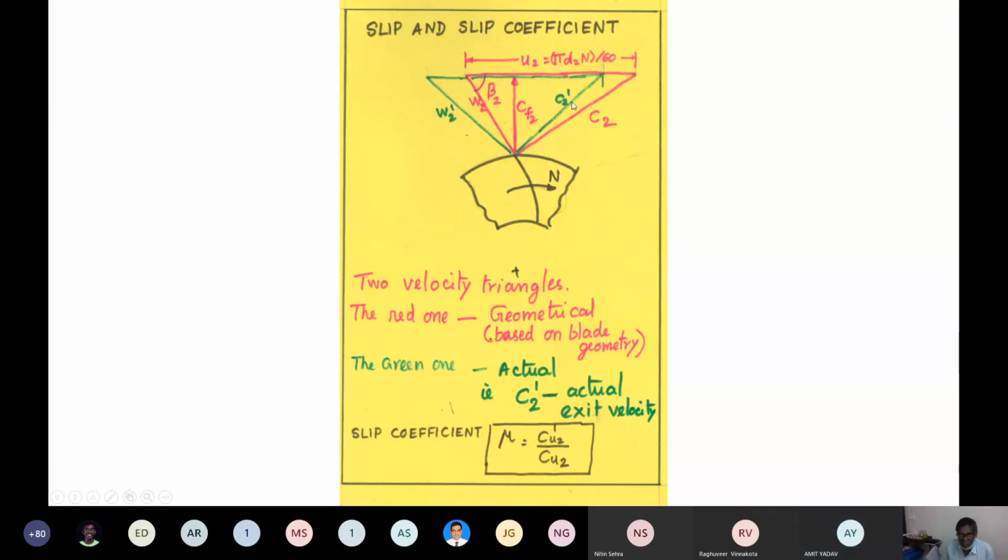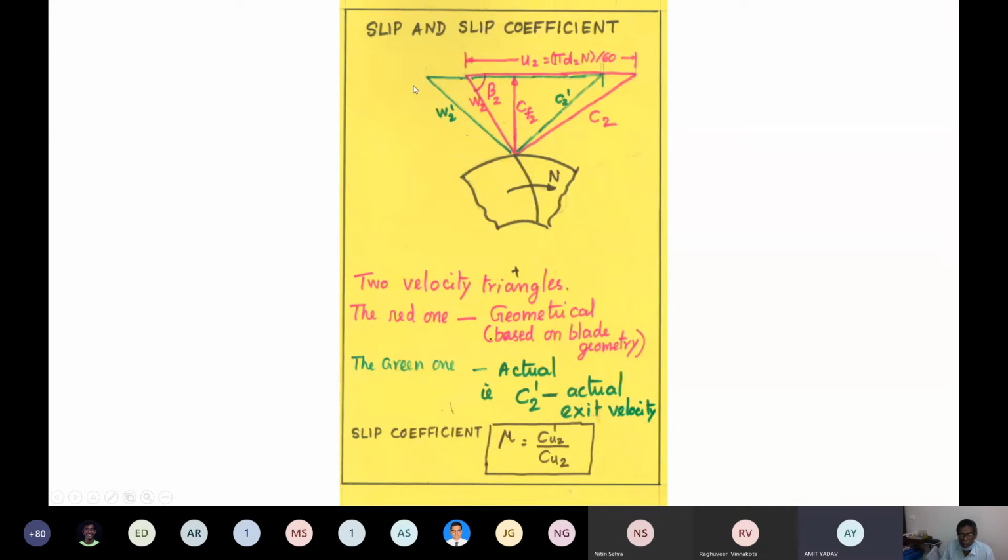From direction measurement and all those things, people have found that it is not the direction indicated by the geometric velocity triangle, but the green one, which is the actual exit velocity triangle. There you have W2 dash and C2 dash. I have given the dash notation. W2 dash is the relative velocity in the actual case, and C2 dash is the absolute velocity in the actual case.